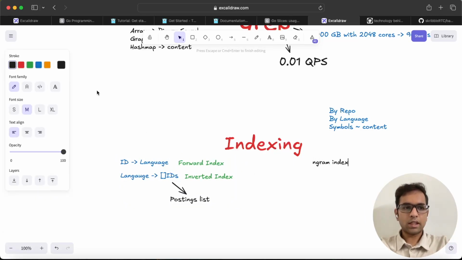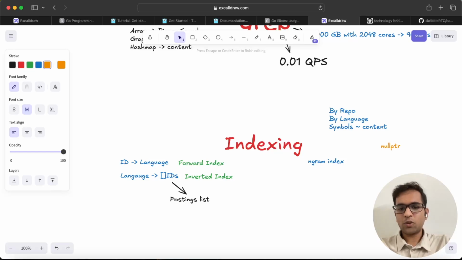So what is this n-gram index? N-gram is something that many people might have heard about. We also do that in NLP, where, it's a very generic term. An n-gram is simply a substring of length n for any string, right? So, let's take an example. I have a string called null pointer. If we take an n-gram of it, let's say if we take a trigram of it.